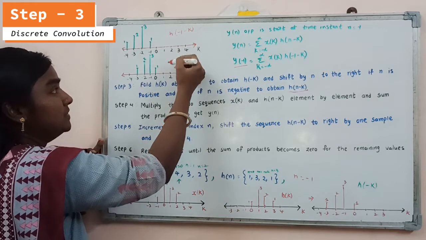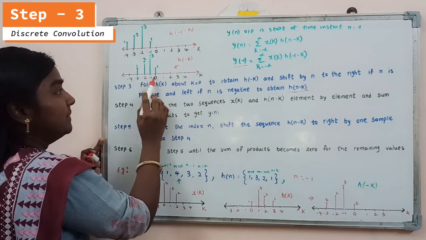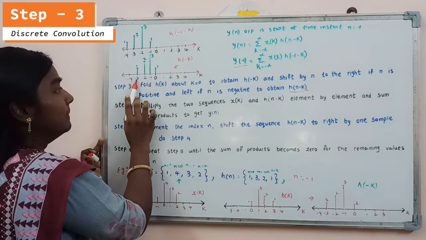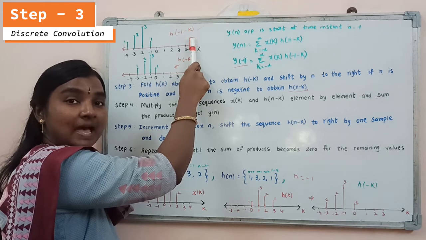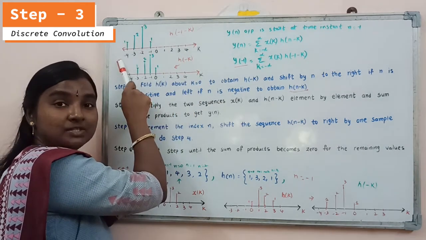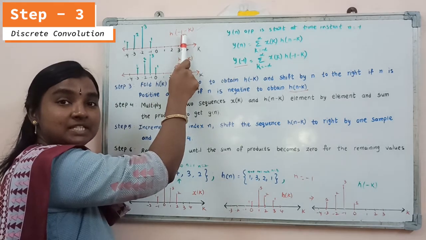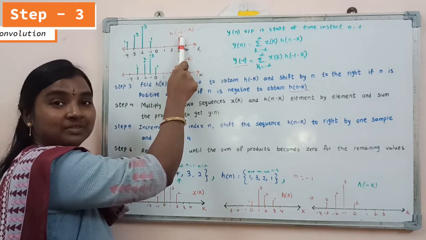So if we observe these two signals, h of minus k signal time instances are from 0 to -3, and h of -1 minus k signal amplitudes are at the time instant from -1 to -4. So this signal is shifted towards the left side based on this time shift.